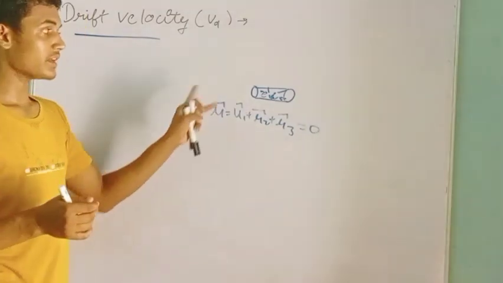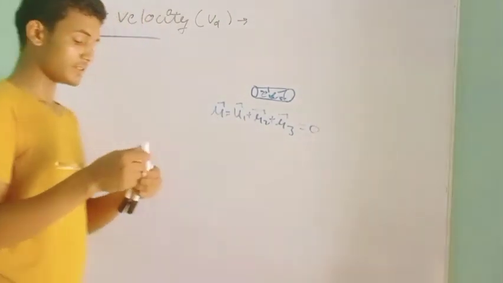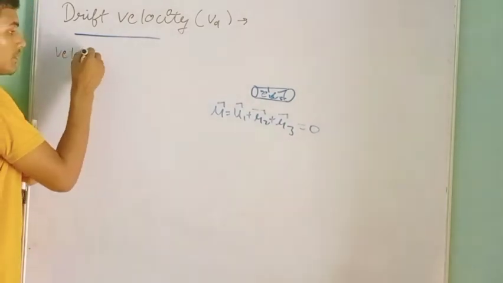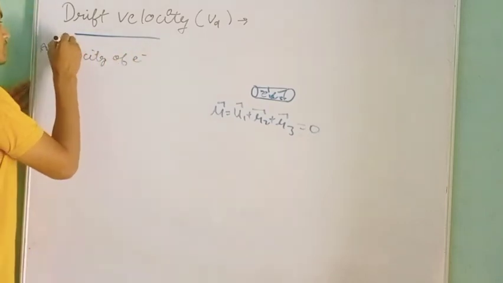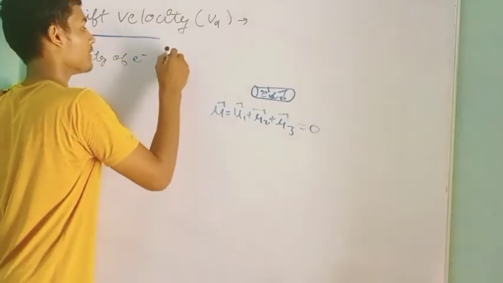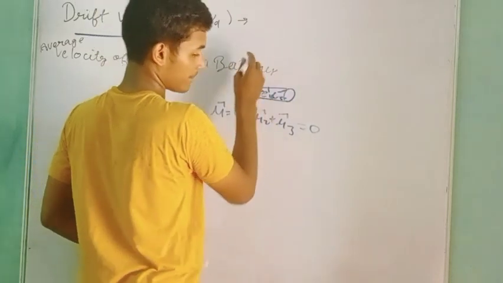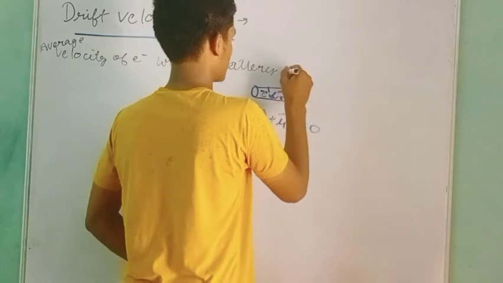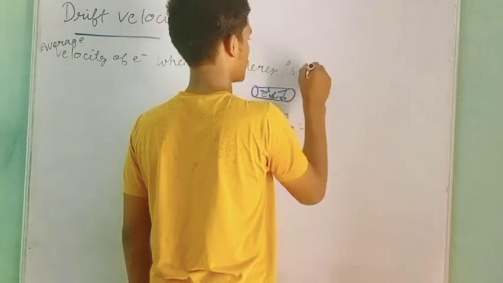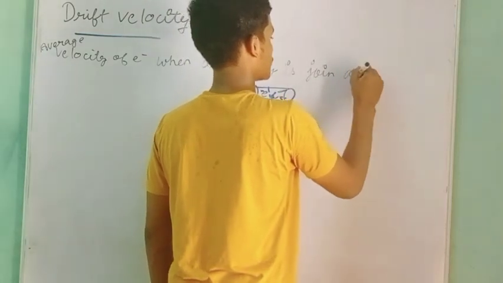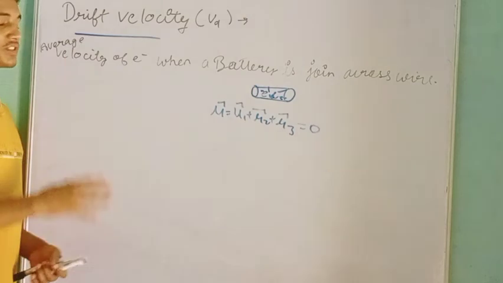When that wire is attached to a battery, the average velocity of the electrons is called drift velocity. Here we take the average velocity of electrons to make the definition: the average velocity of electrons when a battery is across a wire is equal to the drift velocity.